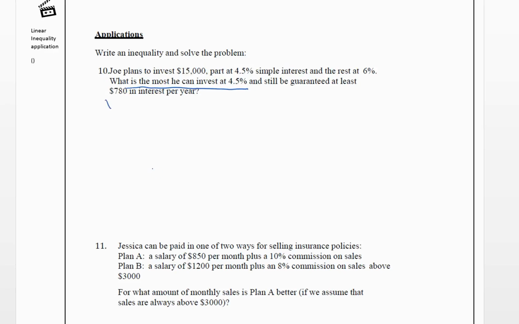Okay, now we want to know what is the most that he can invest at 4.5%. So we're going to let X be the amount Joe invests at 4.5%. Now, the amount he invests at 6% will be everything else. And we know he has a total of $15,000. So if we take the $15,000 and subtract how much he puts in the 4.5% interest account, that'll be how much he invests at 6%.